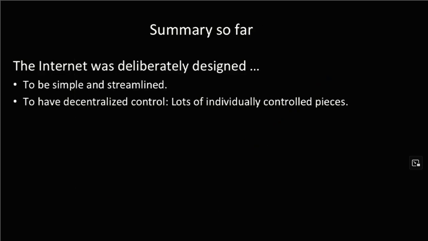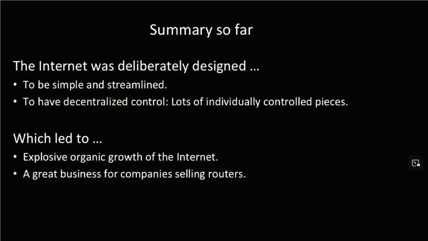So, summary so far. The internet was deliberately designed to be simple and streamlined, to have decentralized control, which meant lots of individually controlled pieces, which led to an explosive organic growth of the internet and also a great business opportunity for those who sell routers. And this is important. It's important that somebody is making money in order to be able to keep the innovation going and keep that piece of the infrastructure built.